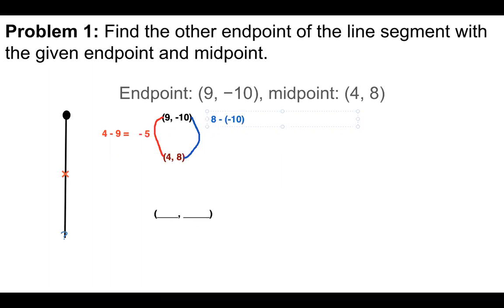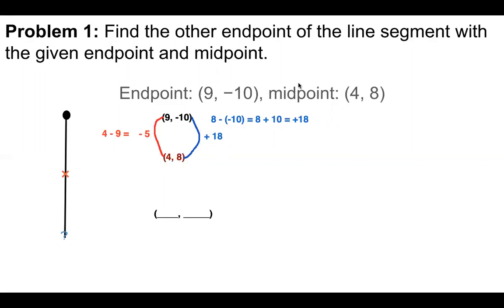Now notice how I have two negatives right next to each other. What that means is it's going to become a plus. So I have 8 plus 10, which gives me +18. So I know that that bridge is +18. And I can check that in my calculator. -10 plus 18 does in fact equal 8. 9 minus 5 is 4.